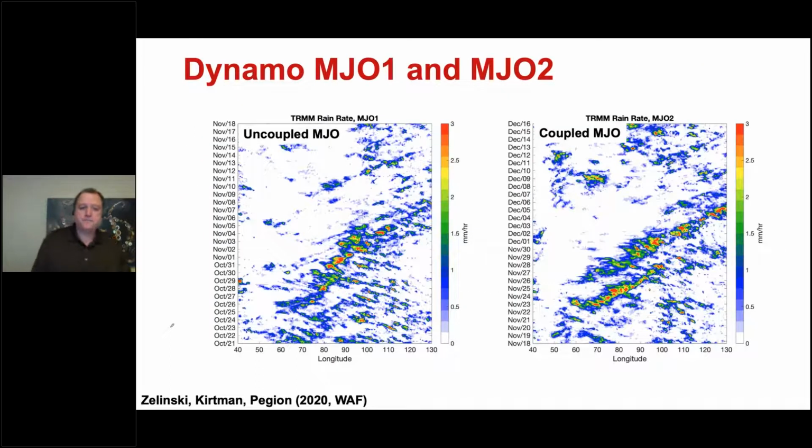Okay, so these are time-longitude sections in the Indian Ocean from the TRMM data during the DYNAMO field campaign. This one here is the uncoupled MJO. It's the first MJO that occurred during the field campaign, and there have been a lot of studies looking at it, and the argument is air-sea feedbacks really didn't play a big role in that particular MJO. And then the second one we're going to refer to as the coupled MJO, and there are certainly hints here, although it's just one event. The propagation characteristics are a lot more robust in the coupled MJO.